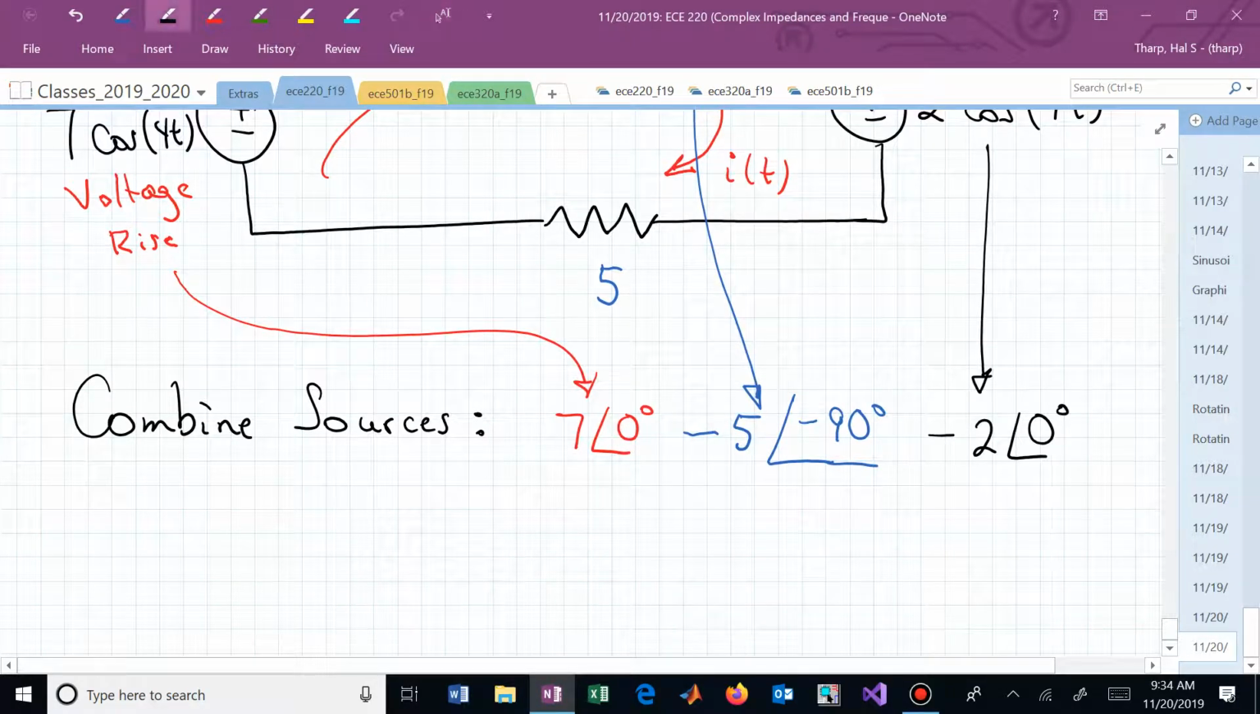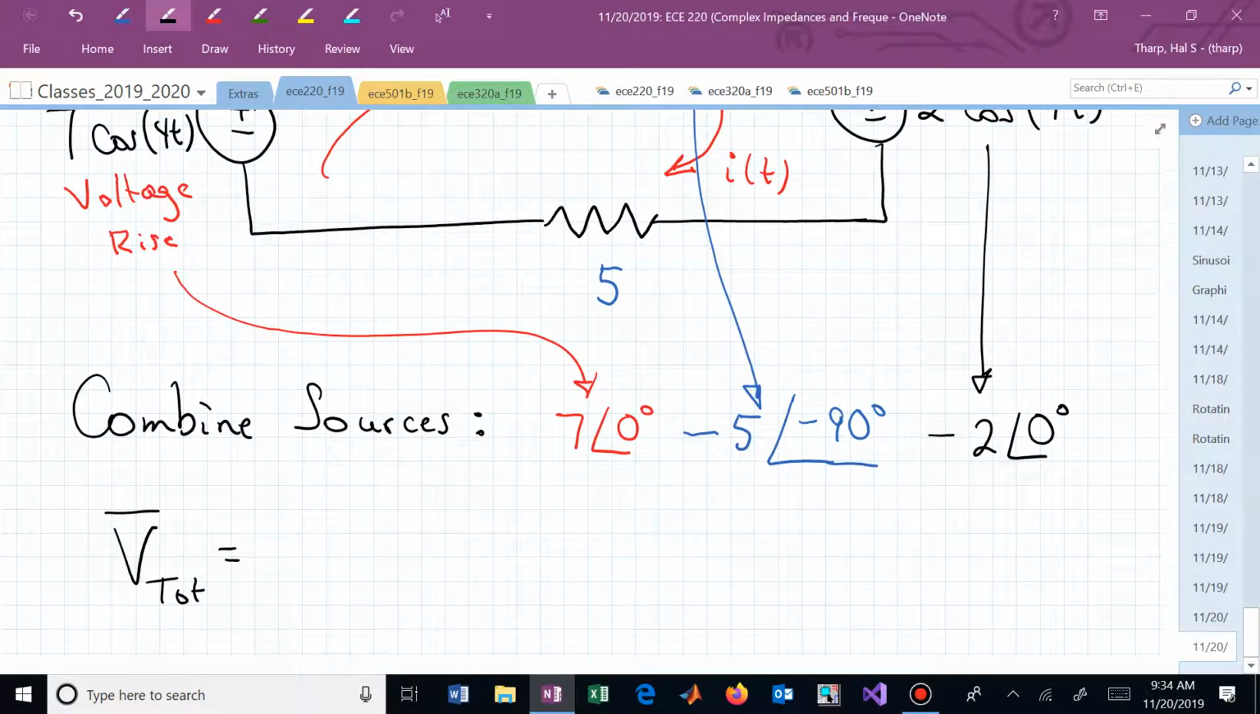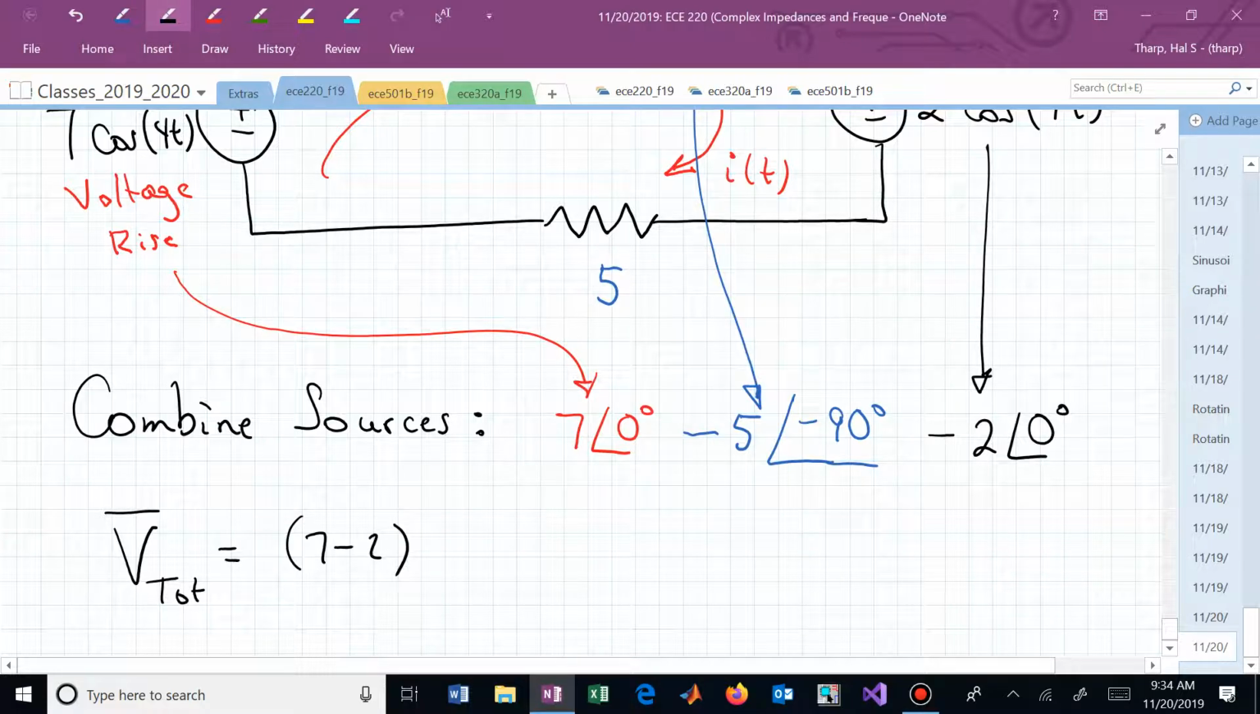So what's our total voltage source phasor? Well, we can immediately add the 7 and the 2. Those are at the same angles. So we can now say we have 7 minus 2. And now how do we treat the minus 5? Adding in polar form is not very convenient. It's easier to convert that to rectangular.